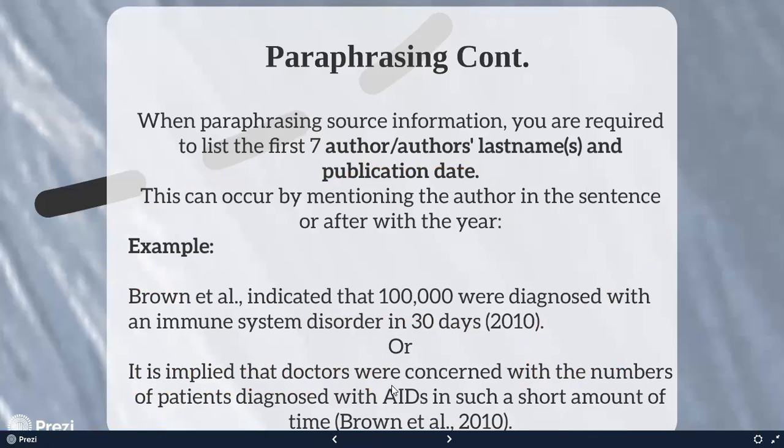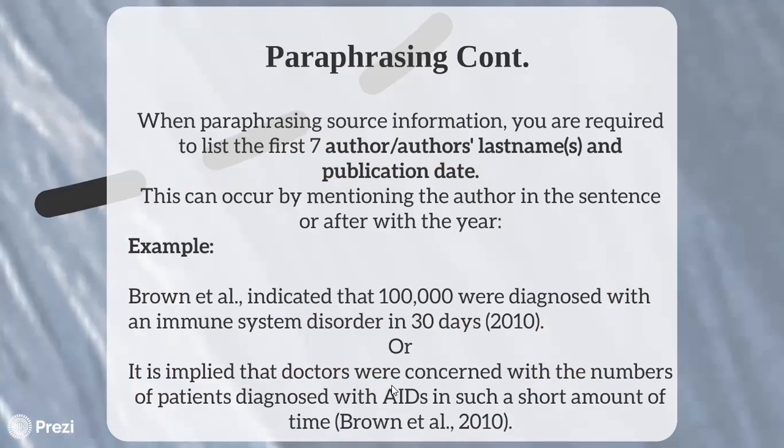Okay, when paraphrasing a source information, you are required to list the first 7 authors' last names and publication date. This can occur by mentioning the author in a sentence or after with a year. Okay, so it depends on the format. So we have here an example. Brown et al. indicated that 100,000 were diagnosed with an immune system disorder in 30 days, 2010. Or it is implied that doctors were concerned with the numbers of patients diagnosed with AIDS in such short amount of time.